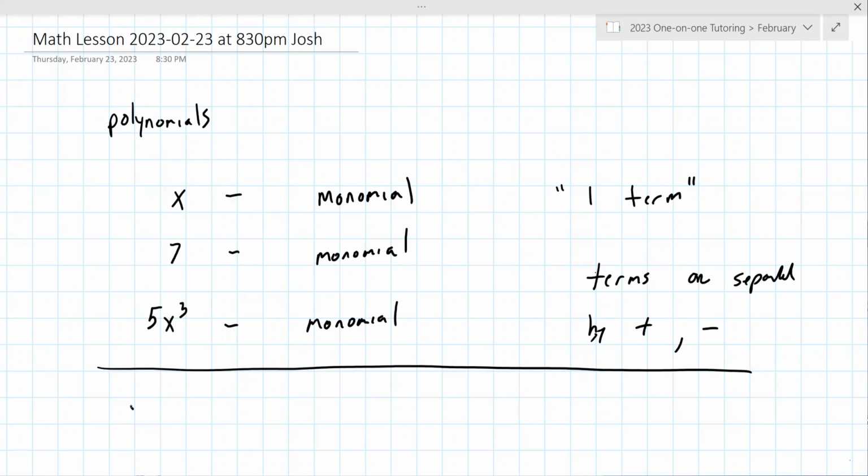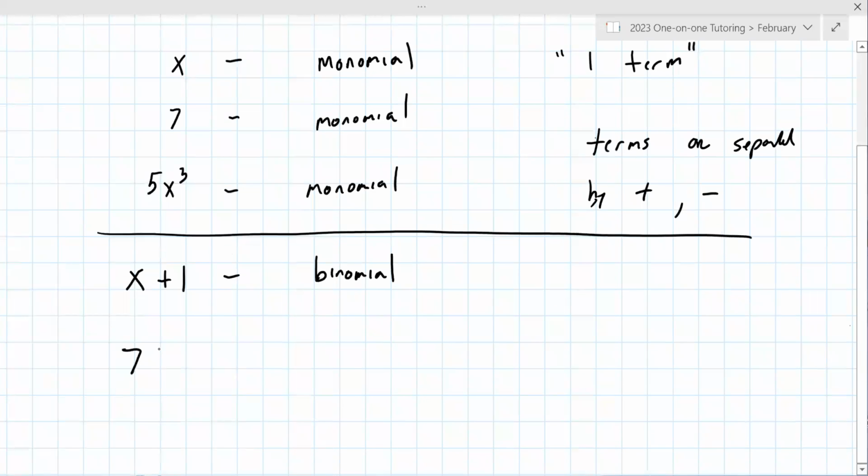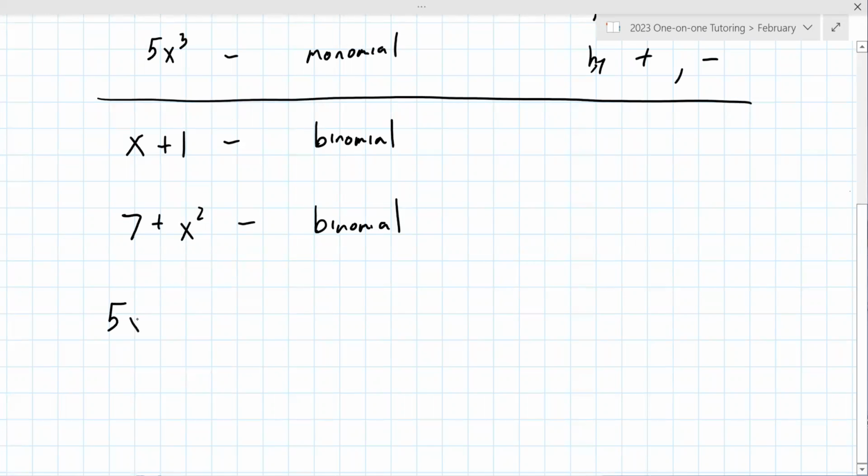Well, here's a binomial. x plus 1 is a binomial, because there are two terms. 7 plus x squared is also a binomial. And again, we could say 5x cubed plus 3x, this is also a binomial. And again, it's based on the number of terms. So it could be subtraction. It could be negative 1 minus x squared, minus 3x. It doesn't matter.